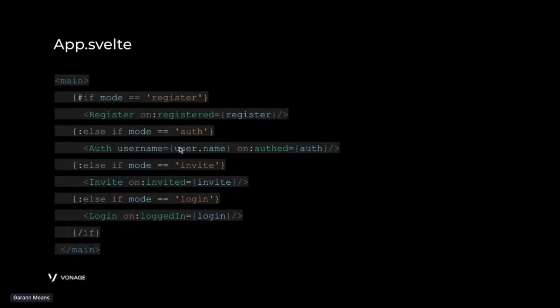Auth has a username property that it exposes, and we are going to set a default username property on auth when we instantiate it from user.name within app.svelte. And then it also is going to bubble up an event called auth, and we're going to forward that. And that's mostly what these are all doing. They all have their own event that they're going to dispatch, and that's going to correspond to an event here in app.svelte.